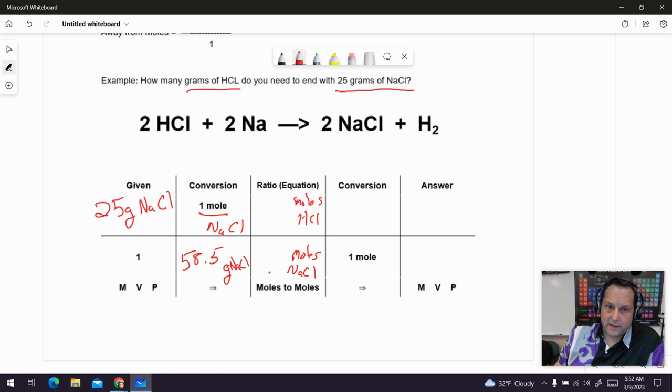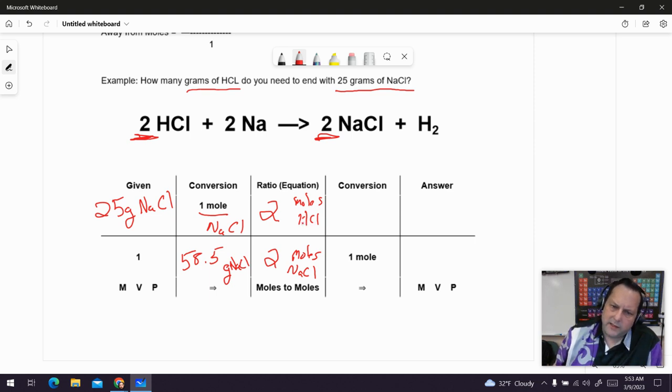Now, this is going to come directly from the equation here. So 2 moles of HCl, and in this case, it just so happens to be 2 moles of NaCl. Those are my mole-to-mole ratio from the equation there. Now, at this point, everything's canceled out, all the units except for moles of HCl, but I don't ask for moles of HCl. I need grams of HCl.